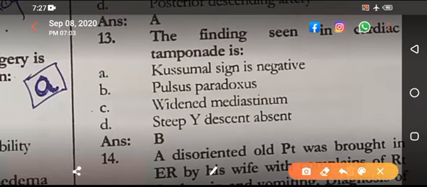Wide mediastinum is usually seen in aortic dissection, lymphadenopathy and teratoma. There are 5 T's for the wide mediastinum. There is actually a large cardiac shadow in the case of cardiac tamponade, and that is called the bottle sign. The heart looks like a bottle, and the steep Y descent is absent.